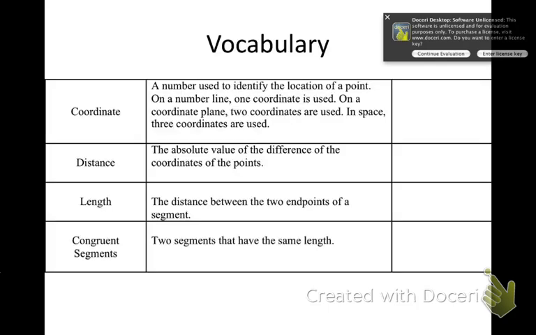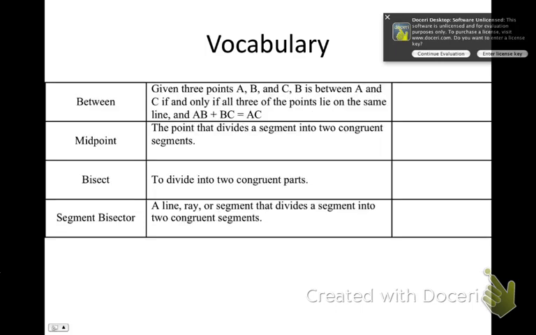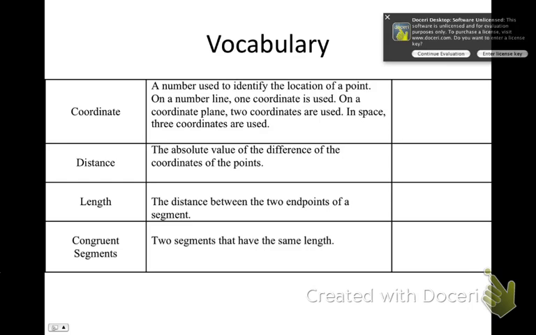First thing here, we're going to talk about coordinate. A coordinate is a number used to identify the location of a point. On a number line, one coordinate is used. We usually use x. On a coordinate plane, which we're going to talk a lot about, we use 2 coordinates, x, y. A couple of you asked last week, how do you know which one goes first? I always think alphabet. X comes before y.